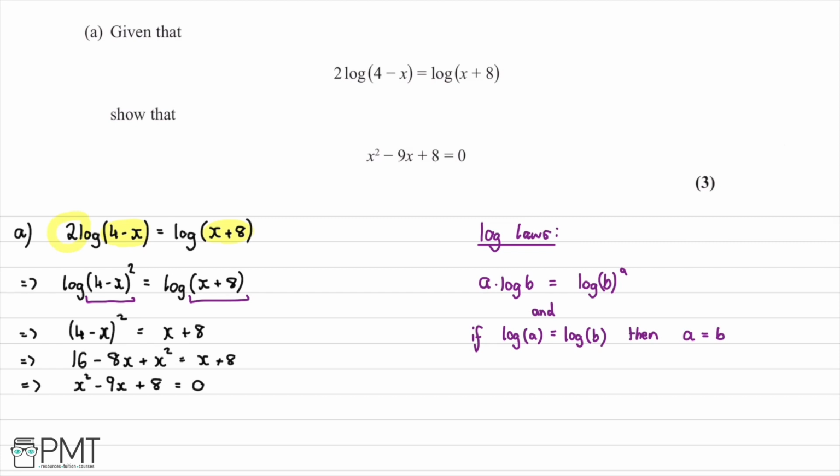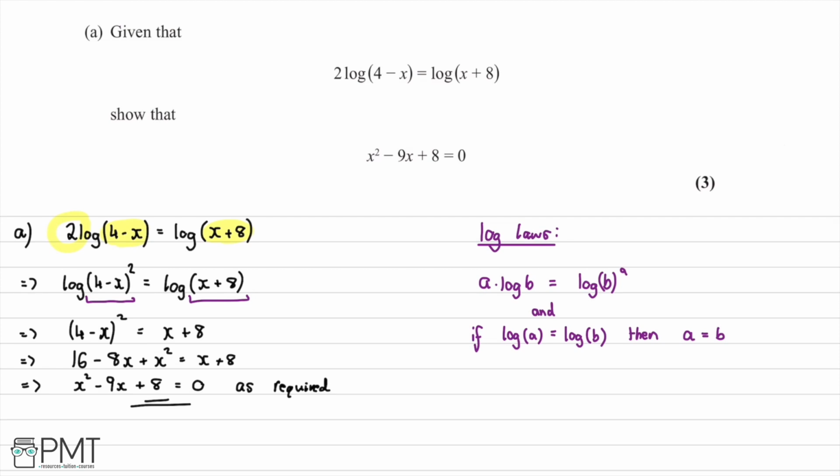So is this what we're after? x squared minus 9x plus 8 is equal to 0, and we're asked to show that x squared minus 9x plus 8 is equal to 0. So therefore we write 'as required', and we've completed this part of the question.